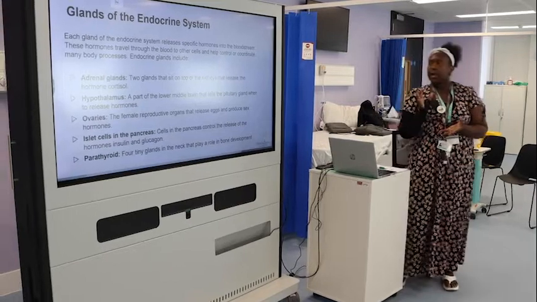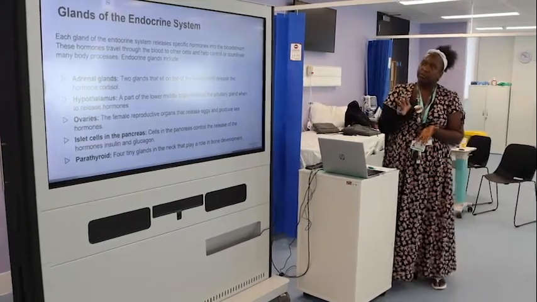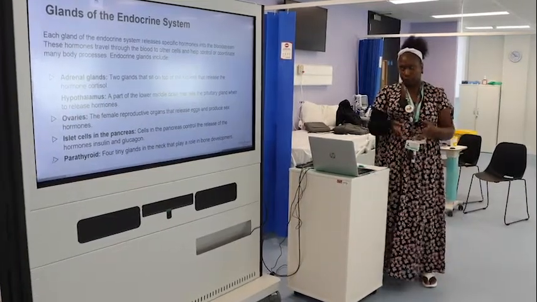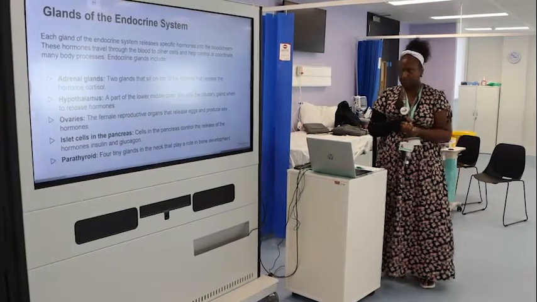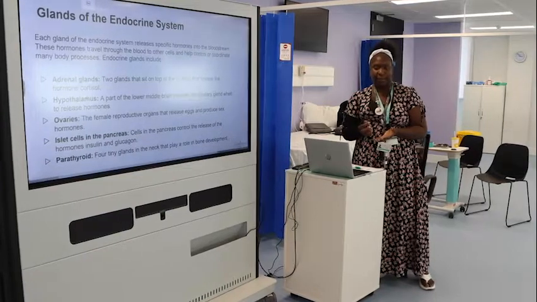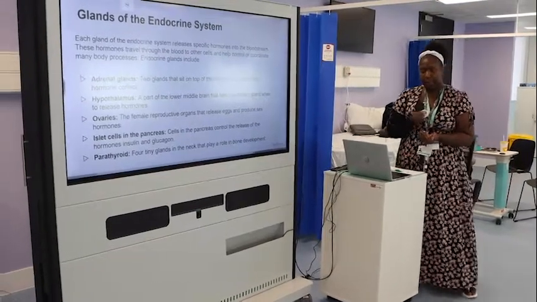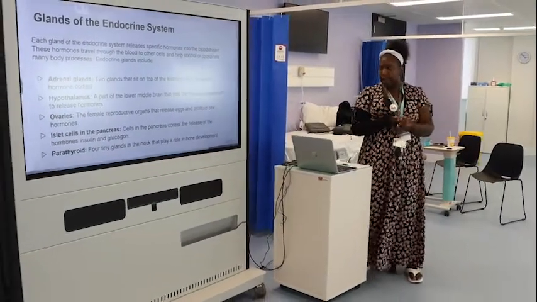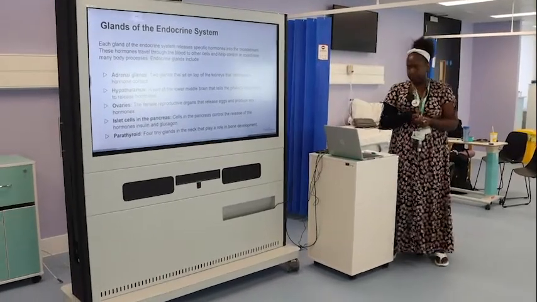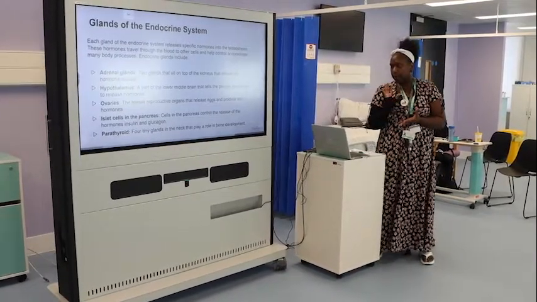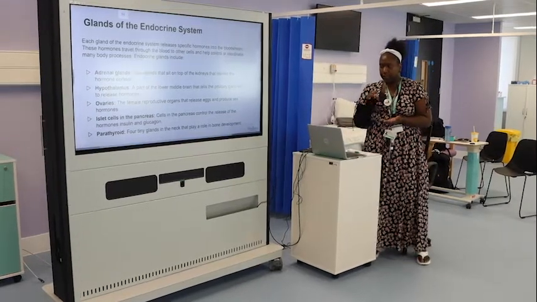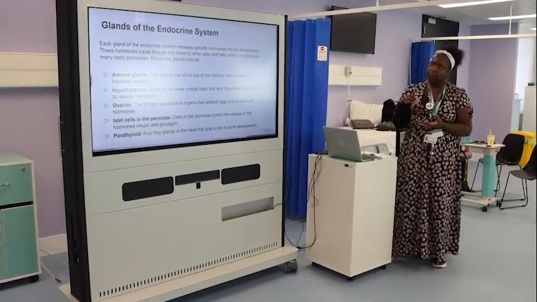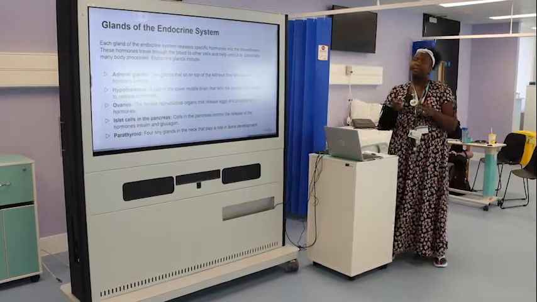Each gland in the endocrine system releases specific hormones into the bloodstream, and those hormones need to travel through the bloodstream to where in the body they are needed. They help to control and coordinate many body processes. The endocrine glands include the adrenal glands, which sit at the top of the kidneys, and they release the hormone cortisol. The hypothalamus, a part of the lower middle brain, tells the pituitary gland when to release hormones. The pituitary gland produces the hormones that deal mainly with growth.